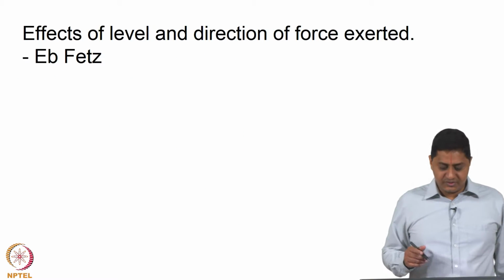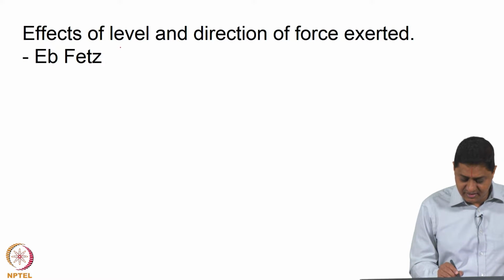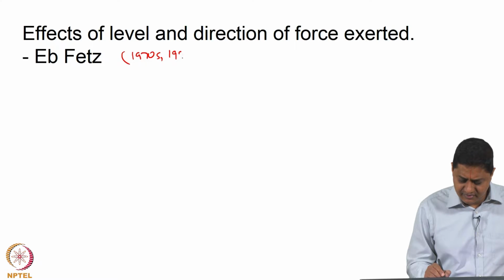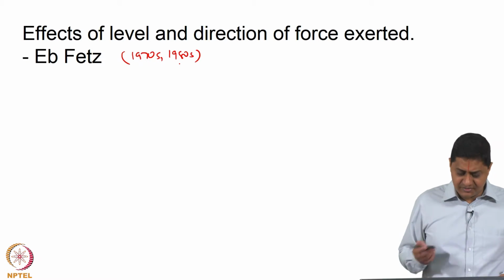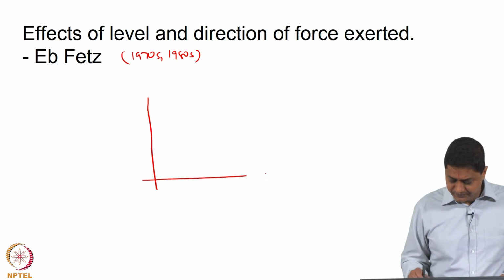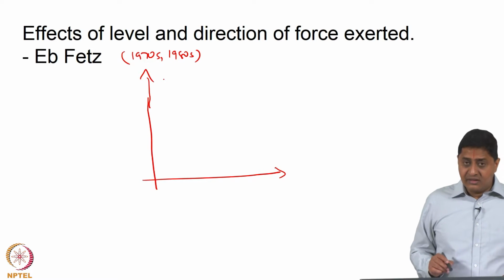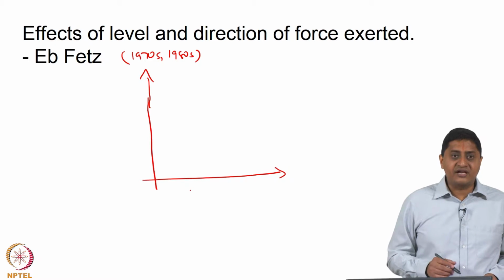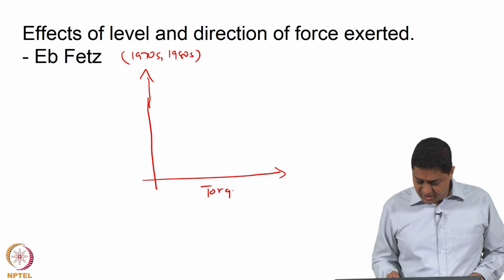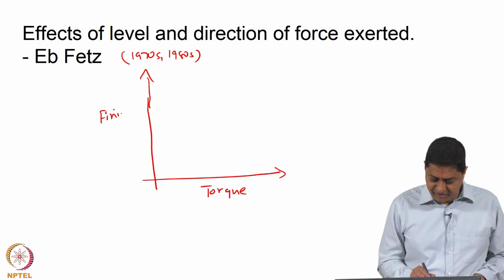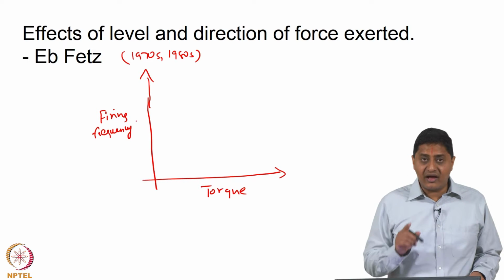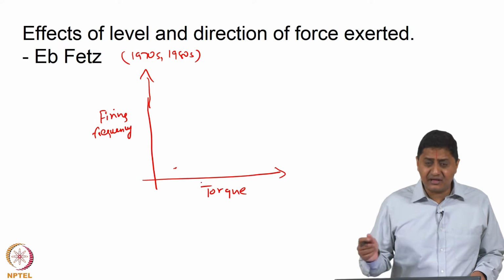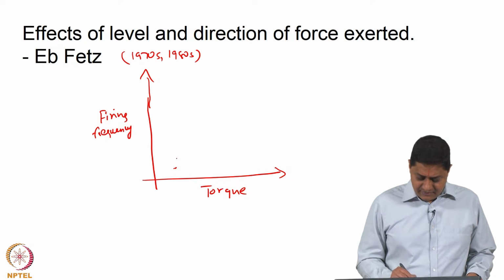What was also shown by Evarts and his colleagues, in work from the late 1970s and early 1980s, is that the level and direction of force exerted is coded by the neurons in the primary motor cortex. Here, the different lines that I am going to draw represent the activity of different neurons. This is torque, and this is the firing frequency of different neurons. Each line represents the activity of one neuron. If you take one particular neuron, as the torque that needs to be produced increases, the firing frequency increases.